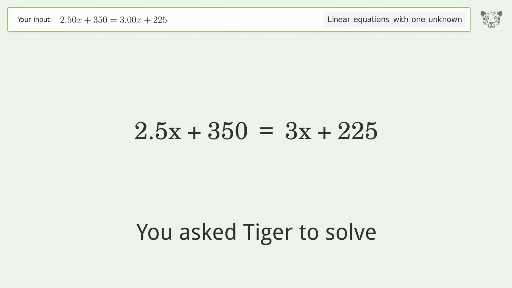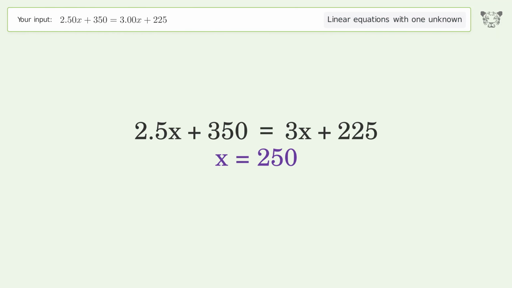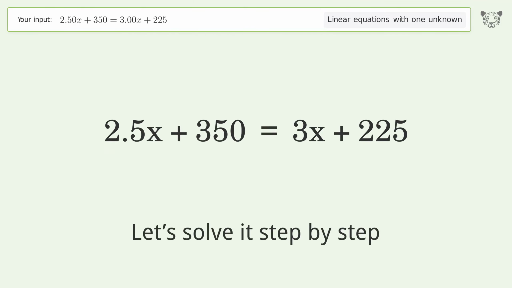You ask Tiger to solve. This deals with linear equations with one unknown. The final result is x equals 250. Let's solve it step by step.